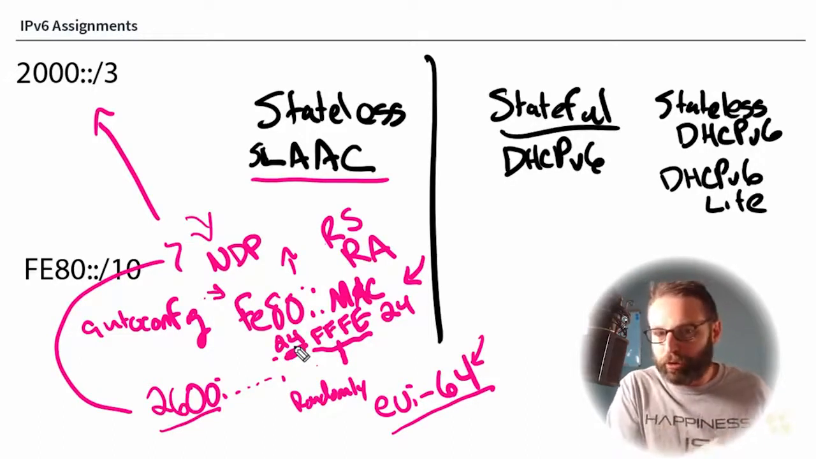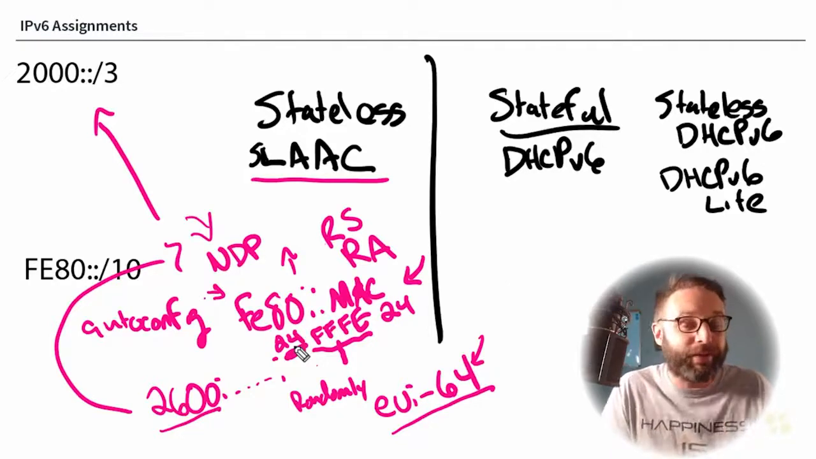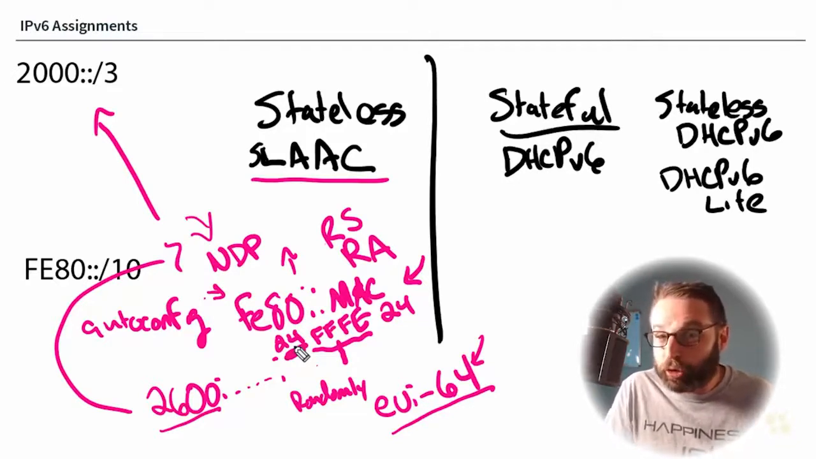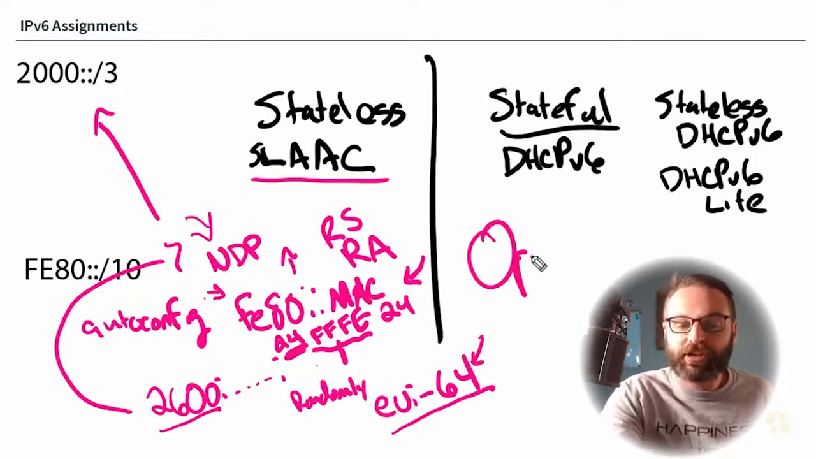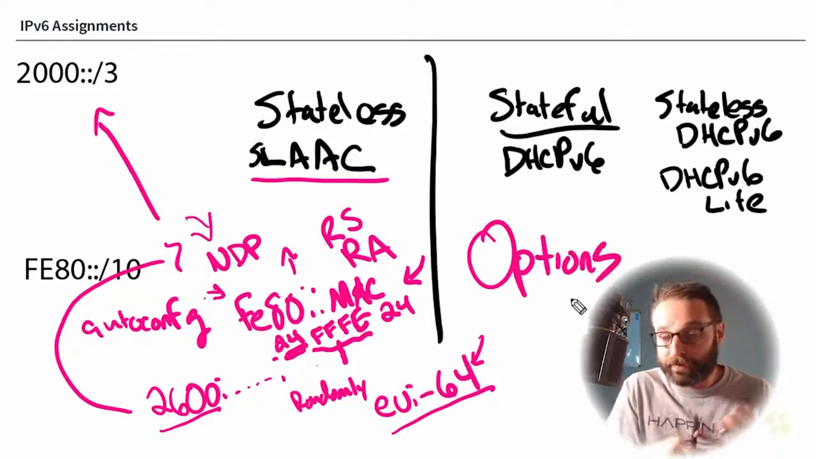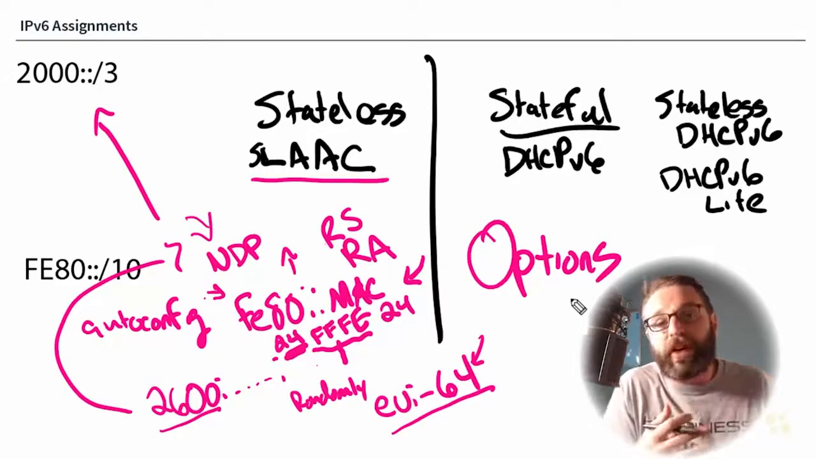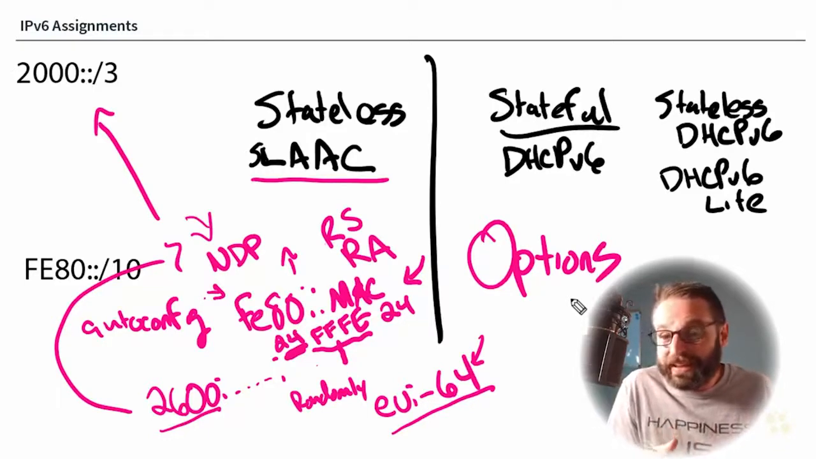DHCP is usually the protocol for dynamically discovering and assigning IP addresses on IPv4 networks. But what does DHCP also bring to the table? Options. Think about that. The default gateway is an option. DNS is an option. Your SIP server is an option. There are hundreds of options that come with DHCP that don't come with auto configuration.